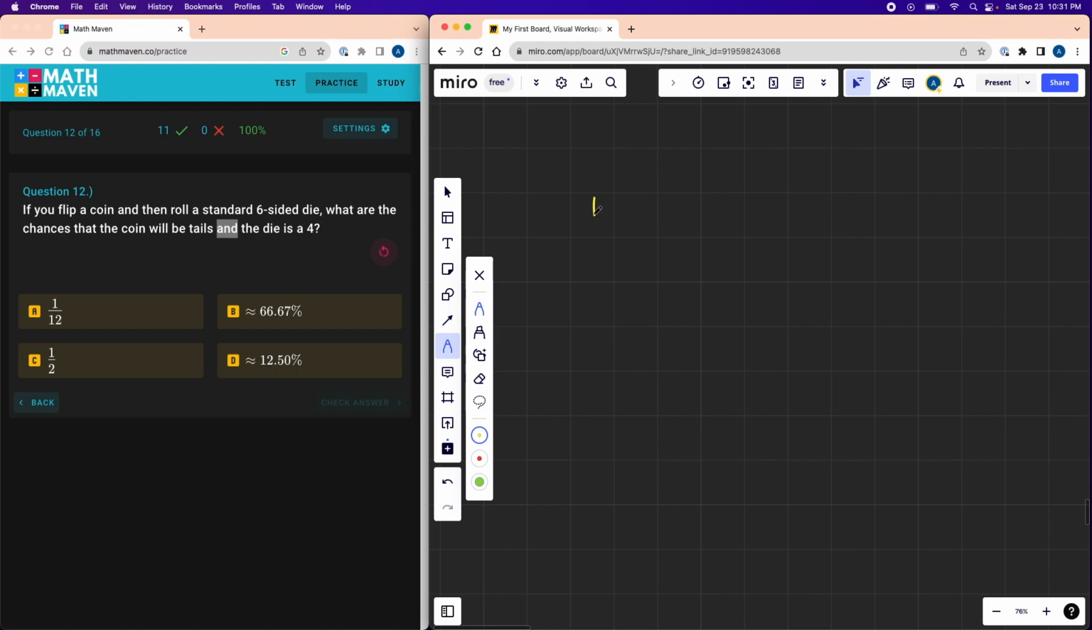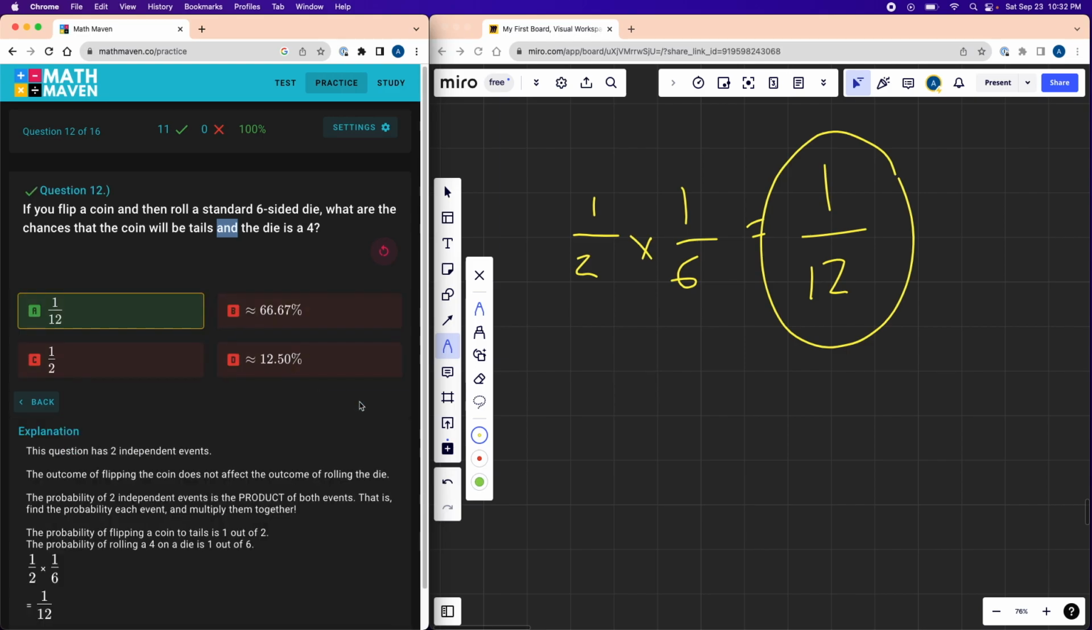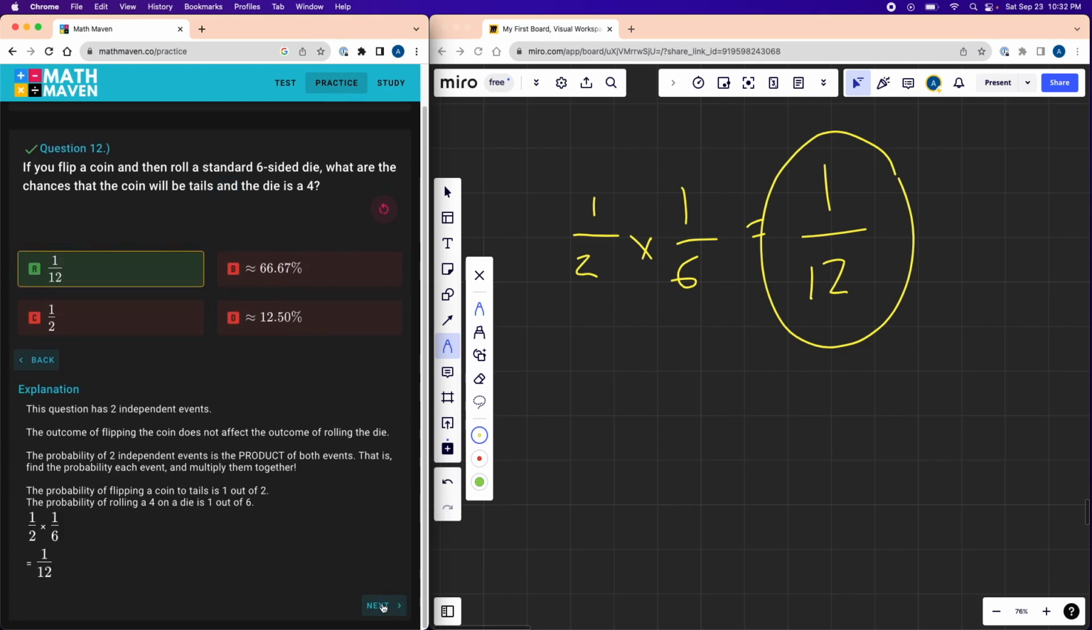Well, that's going to be a 1 out of 2 chance, and it's going to be times the probability that the die is a 4. Well, that is going to be a 1 out of 6 chance. So we just have 1/2 times 1/6. Well, 1 times 1 equals 1, 2 times 6 equals 12. So this is a 1 out of 12 chance that if you flip a coin and then roll a die, 1 out of 12 times that coin will be a tails and the die will be a 4. We see that as option A here, 1 out of 12. We'll check that answer, and it turns out to be correct. All right, so let's move on to the next one here.